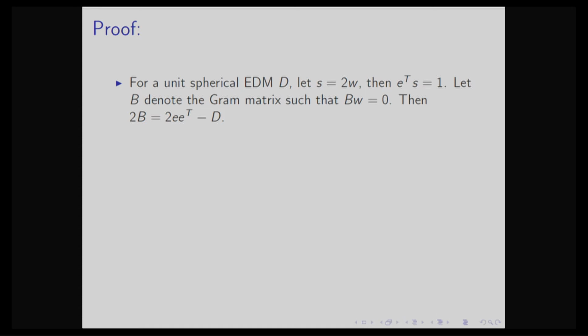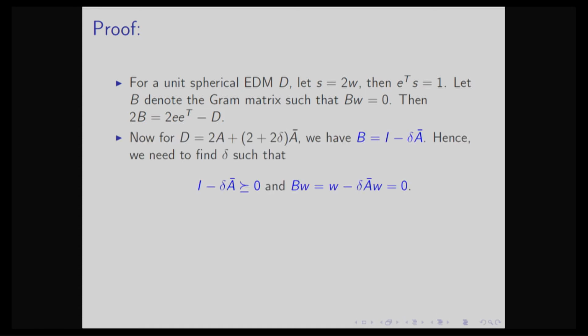So now I'm not putting the center of the origin at the centroid of the points. Okay? I'm not doing that. I'm doing it so that BW equals 0. In that case, this Gram matrix satisfies this. It's very simple. Now, if you substitute for D the value that we are looking for, then B is equal to this.